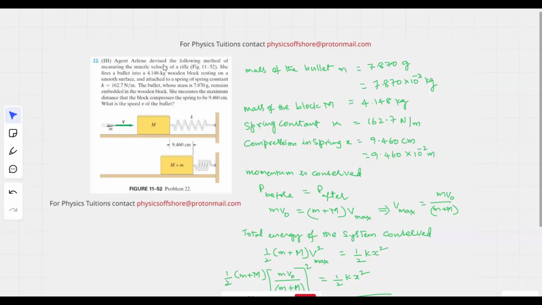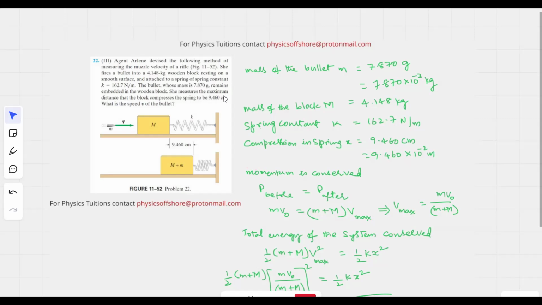Agent Arlene devised the following method of measuring the muzzle velocity of a rifle, as shown in the figure. She fires the bullet into a 4.148 kilogram wooden block resting on a smooth surface and attached to a spring of spring constant 162.7 Newton per meter. The bullet, whose mass is 7.870 grams, remains embedded in the wooden block.